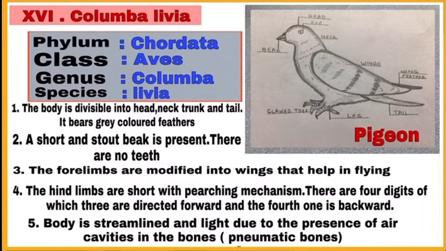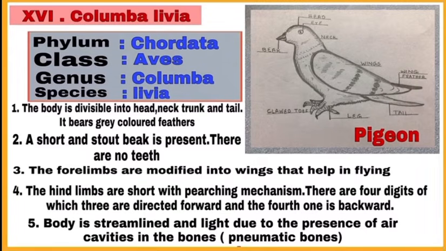Next organism is Columba, the pigeon. It belongs to phylum Chordata and class Aves. See its features. Number 1, the body is divisible into head, neck, trunk and tail. It bears grey colored feathers. Next, a short and stout beak is present and there are no teeth. The forelimbs are modified into wings that help in flying, and the hind limbs are short with perching mechanism.